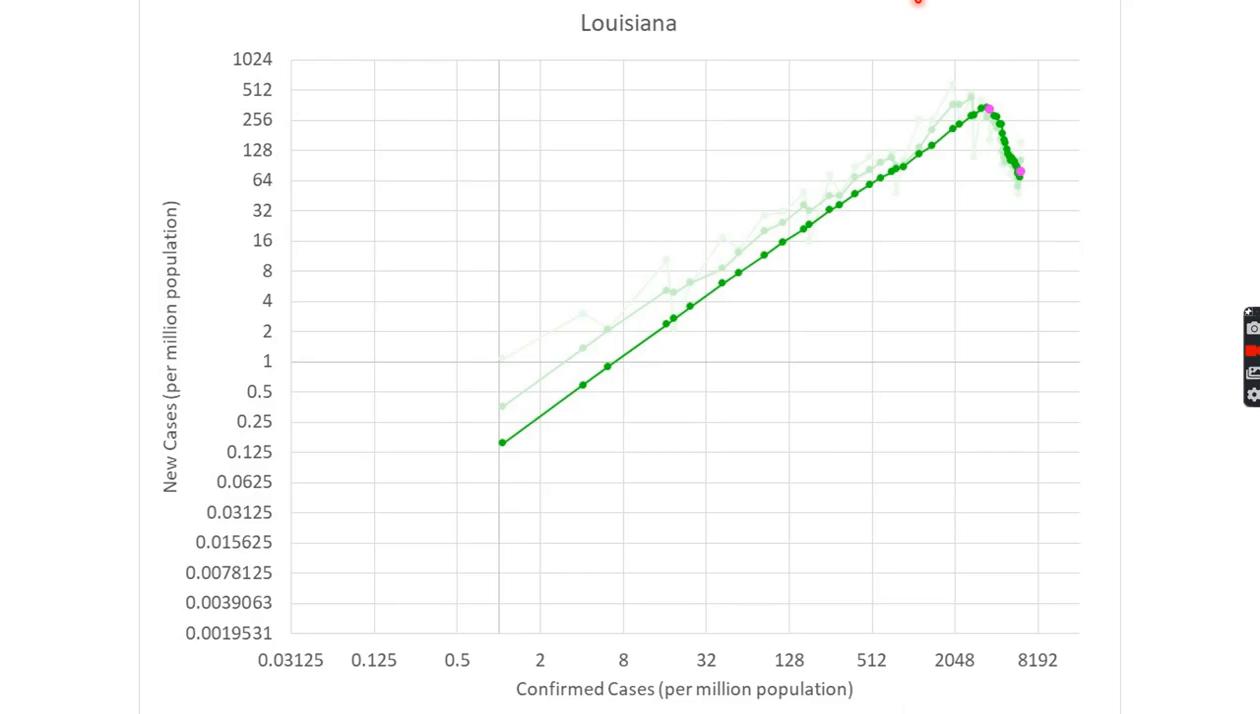All right, so Louisiana. Louisiana was doing very poorly the last time, and the reason it was doing poorly was because Mardi Gras essentially made it a hot spot. But they've done a very good job of mitigating the spread as of the last time I reported this to you, so they're good.